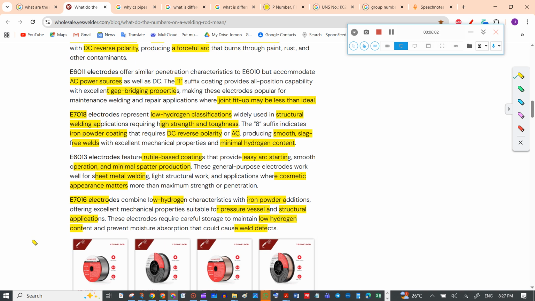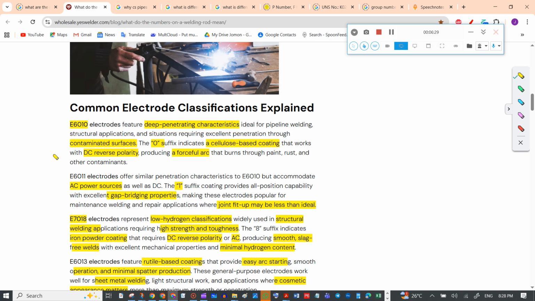And E7016 is a low hydrogen electrode, just like the 8 here. It has low hydrogen and iron powder additions, offering excellent mechanical properties for pressure vessel and structural applications. It needs careful storage to maintain low hydrogen content and prevent moisture absorption, which can cause weld defects. So these are the details of electrode classifications.